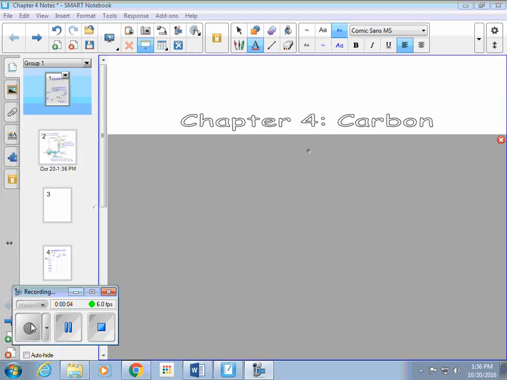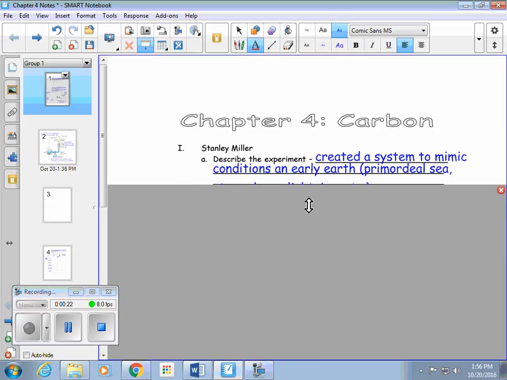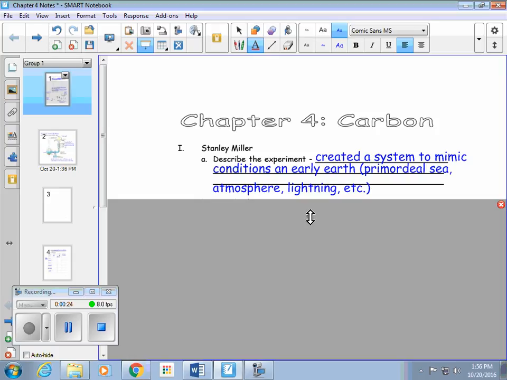Today we're talking about carbon and how we think carbon came to be, the shape of different carbon molecules, and examples of functional groups that have carbon in them. So let's get started. In the 1950s, Stanley Miller created a simulation, or he tried to mimic conditions that we think existed on early Earth.